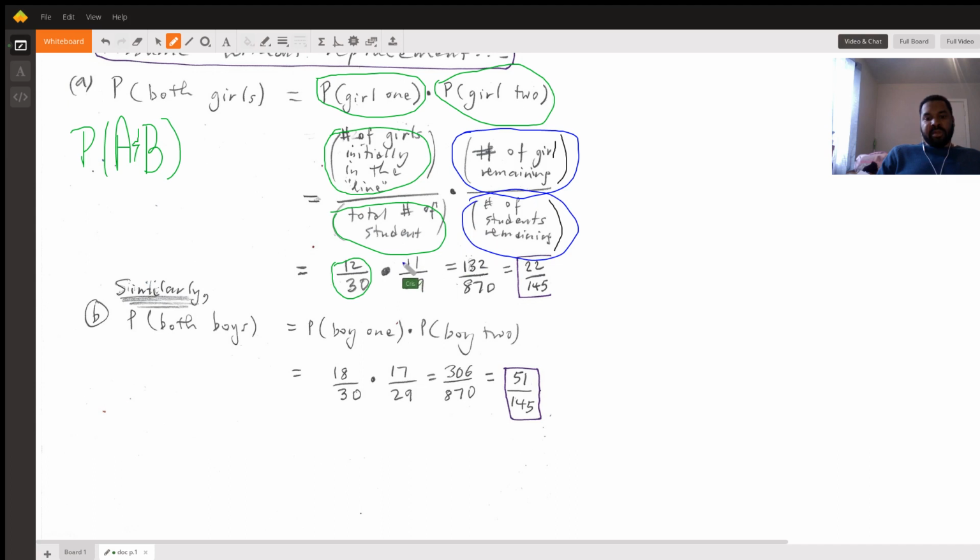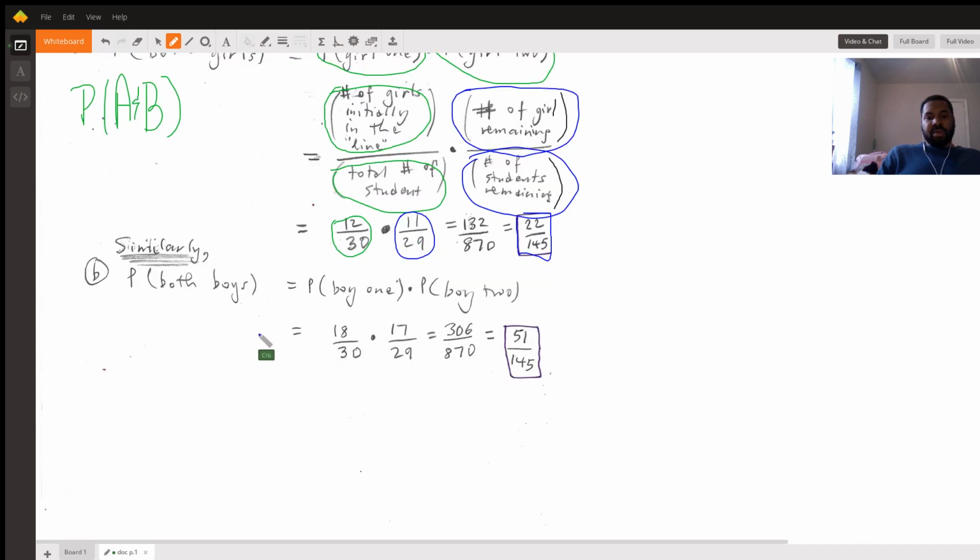So for the second round, where you're choosing your second girl, you're going to have 11 out of 29 for the probability. So you take the product of these two probabilities, 12 over 30 times 11 over 29, and you get 132 over 870, which simplifies to 22 over 145, all right?